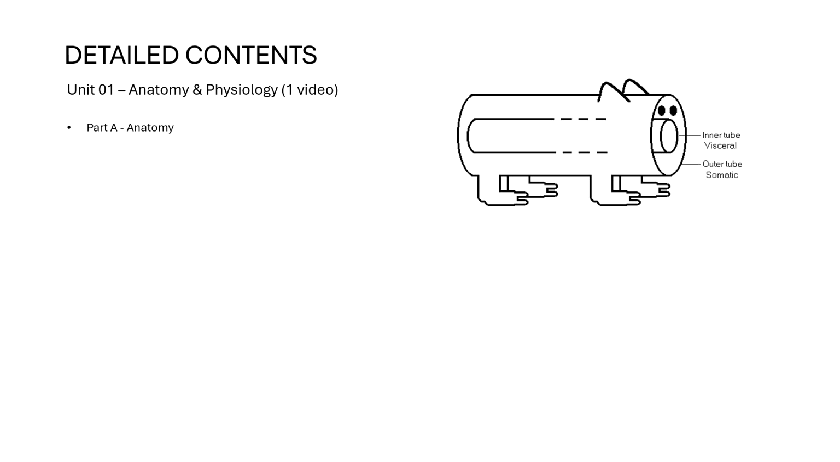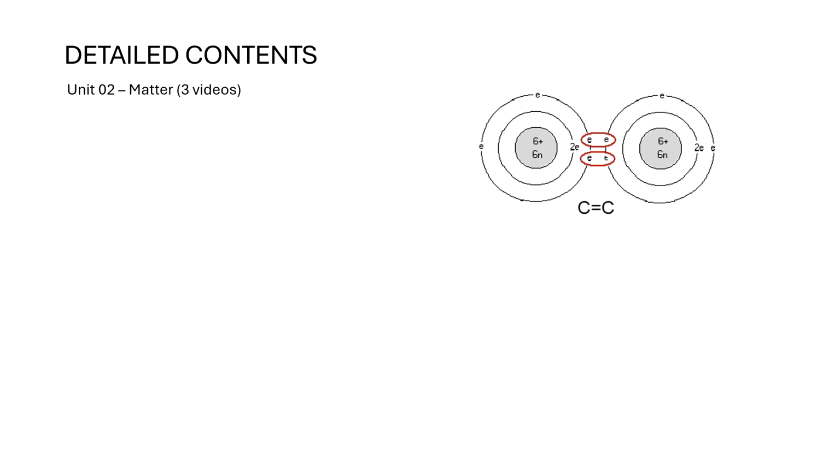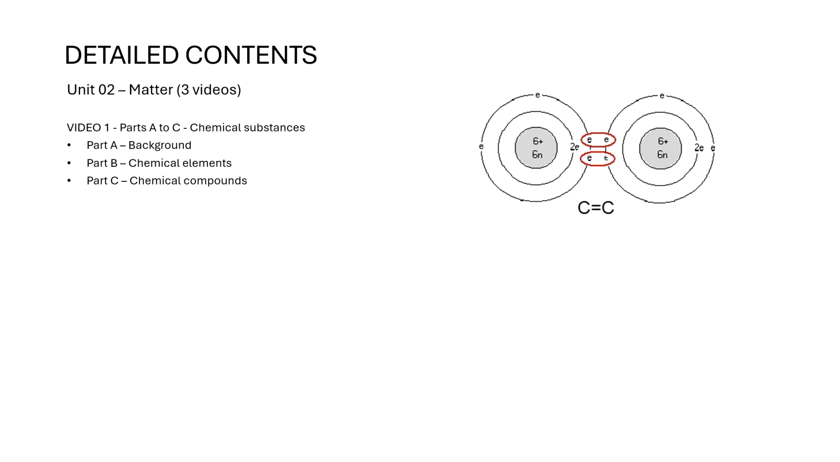Unit 1, Anatomy and Physiology, consists of a single video. Part A deals with anatomy and Part B, physiology. Unit 2, Matter, on the other hand, is divided into 3 videos. Video 1 includes parts A through C. A is a background to chemistry, B, chemical elements, and C, chemical compounds.